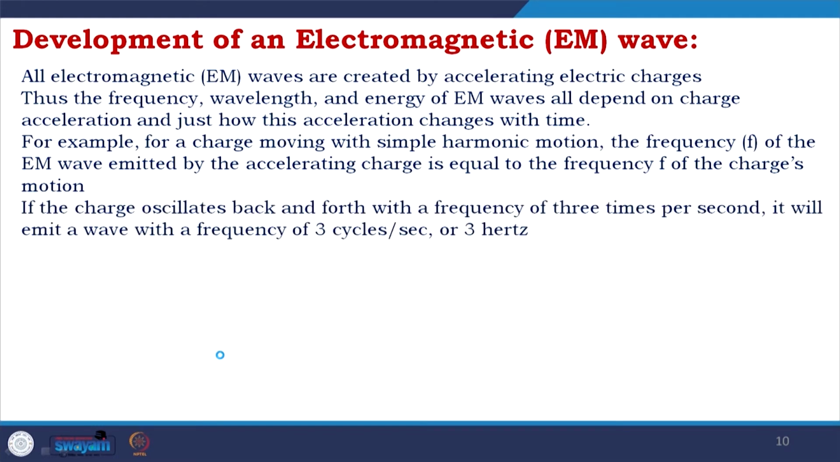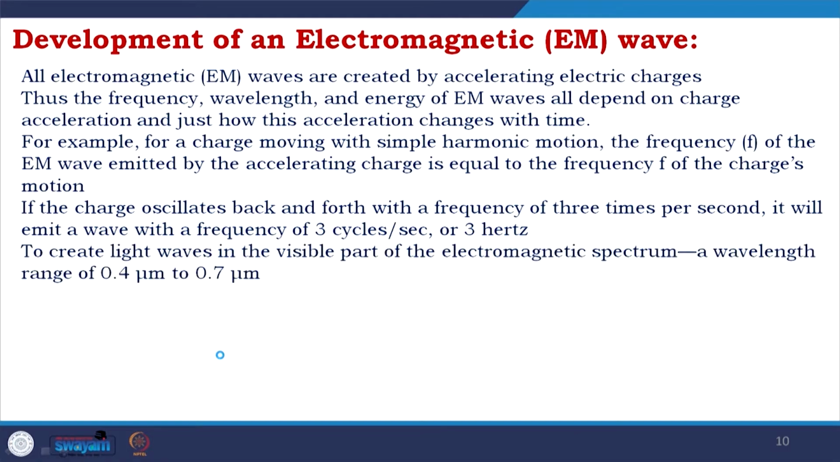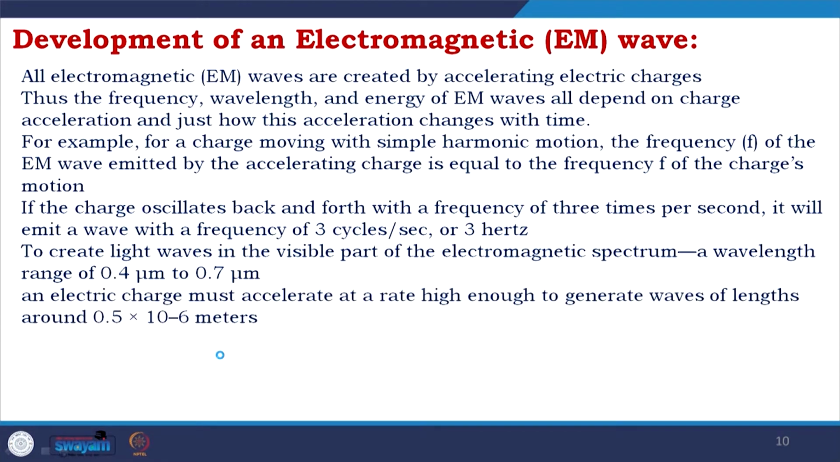If the charge oscillates back and forth with a frequency of 3 times per second, it will emit a wave with a frequency of 3 cycles per second, which is called 3 Hz. To create light waves in the visible part of the electromagnetic spectrum, a wavelength range of 0.4 micrometer to 0.7 micrometer is needed. Electric charge must accelerate at a rate high enough to generate waves of lengths around 0.5 × 10^-6 meters.